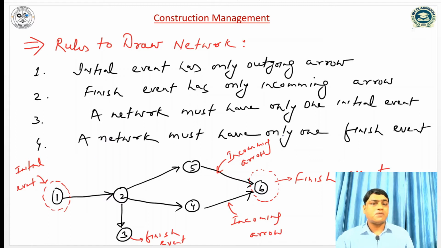A network must have only one finish event. But here we can see that there are two finish events, event 6 and event 3. So the network is not correct. We can check from this rule that our network is not correct. So a network must have only one finish event.